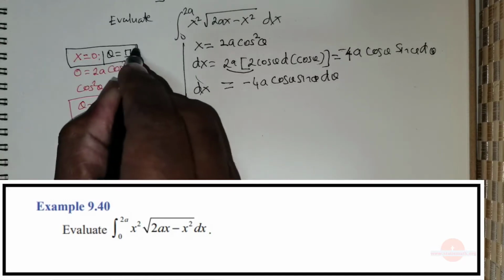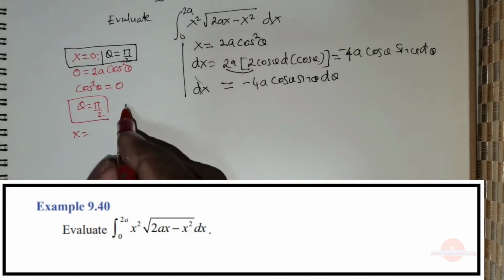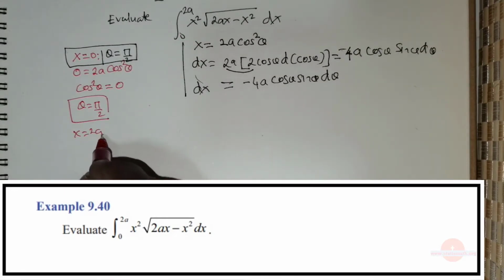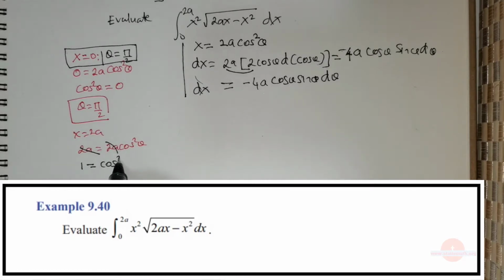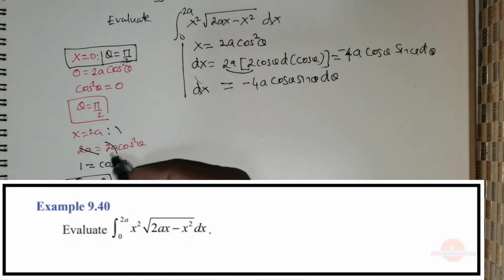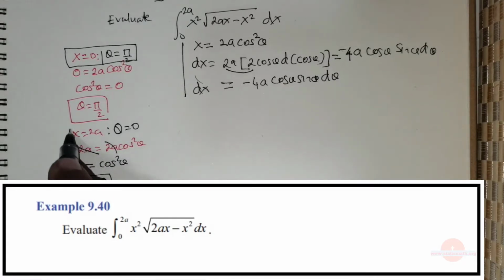We can box that. Next, when x is equal to 2a, that would mean 2a equals 2a times cos squared theta. So 2a gets cancelled, and you get 1 equal to cos squared theta. What value of theta will give 1? Clearly theta is equal to 0. So in this case you have theta equal to 0. So the limits are settled.